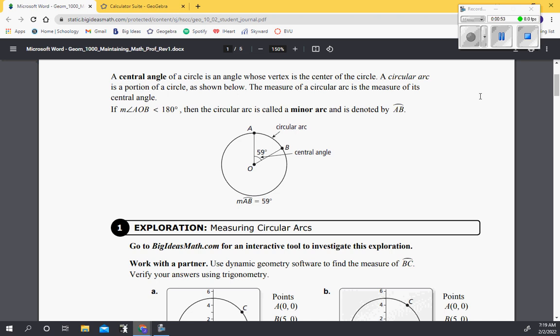Just going through a couple definitions here. Central angle. Central angle is going to be very important in lesson 10.2. This is an angle whose vertex is the center of the circle. A circular arc is a portion of a circle as shown below. The measure of that circular arc is the measure of its central angle. So right here, this circular arc from A to B is measured by the angle it creates with that vertex in the center of our circle.